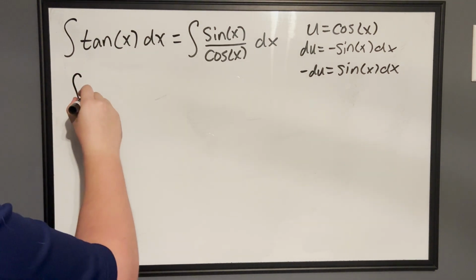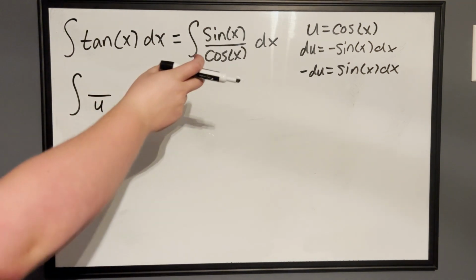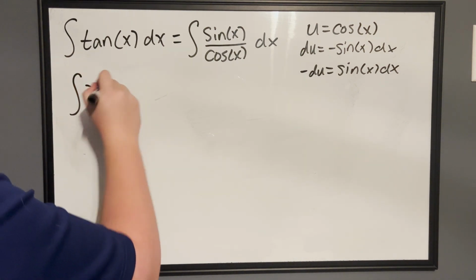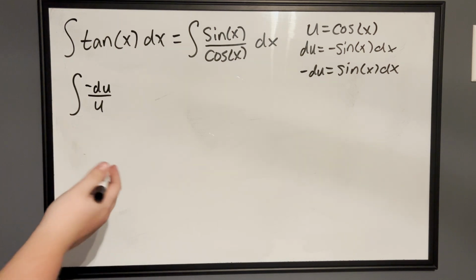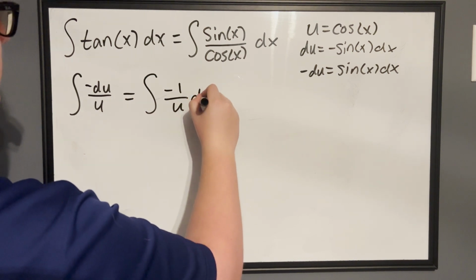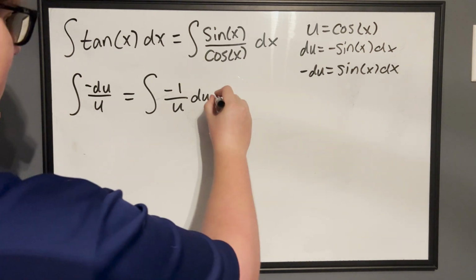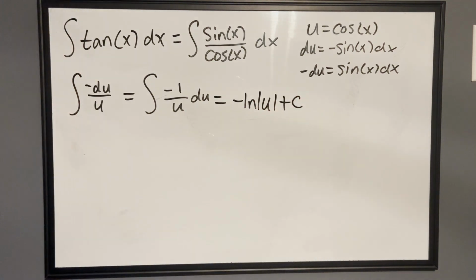So we know our cosine turns into u, so that's on the denominator. And then we have this sine x dx that turns into negative du, so that can go on the top, negative du. And so now, the du can just be moved over to the side. So this is the same as the integral of negative 1 over u du. And we know what the integral of 1 over u is. It's going to be ln of u. So negative 1 over u is negative ln of u. So we're going to end up with negative natural log of the absolute value of u plus c.